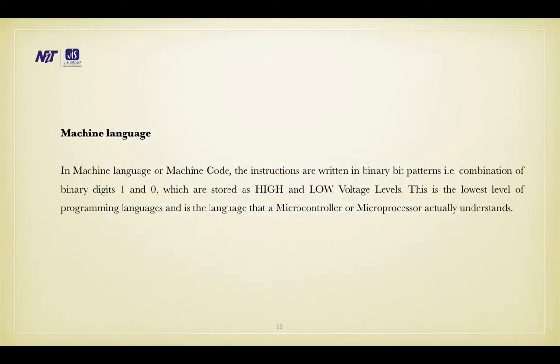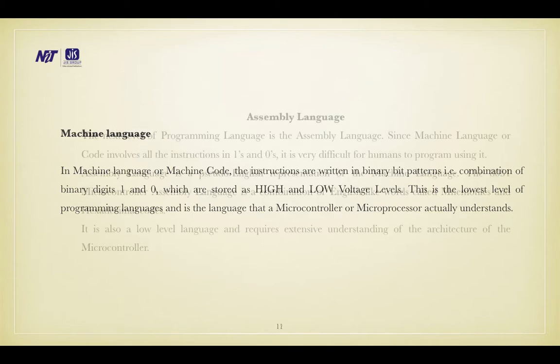Machine language. In machine language or machine code, the instructions are written only in binary patterns, that is, a combination of zeros and ones, which are stored as high or low voltage levels. This is the lowest level of programming language and is the language that a microcontroller or microprocessor actually understands.